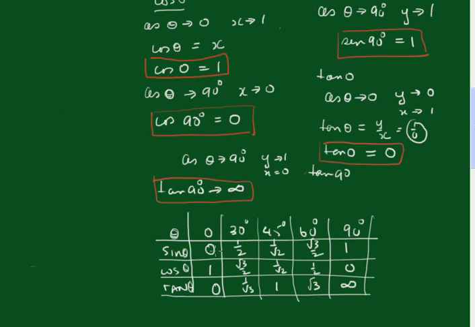The tan is sine on cos, so 0 on 1 is 0. 1 on a half divided by root 3 on 2 becomes just 1 on root 3. The 2's cancel. This is 1 on 1. This is root 3 on 1 or root 3, because 1 on 0 approaches infinity. So that may be helpful rather than drawing up the triangles each time.